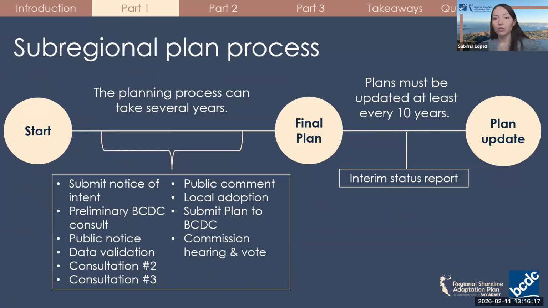Now, for a high-level look at the formal process of approval. Every plan begins with a notice of intent, followed by consultations with BCDC to confirm alignment with the guidelines. Over the next few years, local teams will develop and refine their plans, integrating technical data, community input, and project priorities. Once adopted, plans must be updated at least every 10 years, ensuring that these plans are living documents.